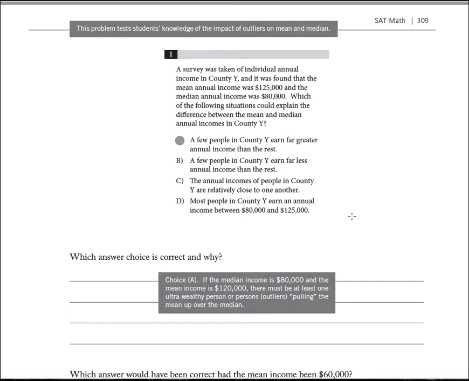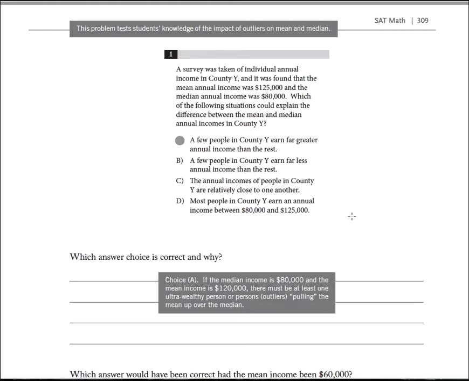Okay, thank you, Cynthia. So a survey was taken of individual annual income in County Y, and it was found that the mean annual income was $125,000 and the median annual income was $80,000. Which of the following situations could explain the difference between the mean and the median? So even though the word outlier is not here, this is an example of an SAT question testing if you know how outliers affect the mean versus the median. Remember what we said on page 308.